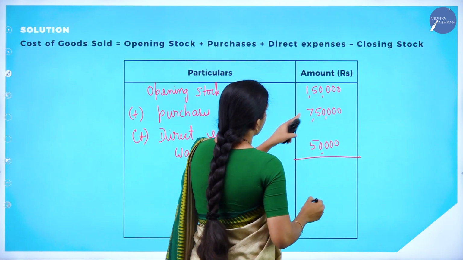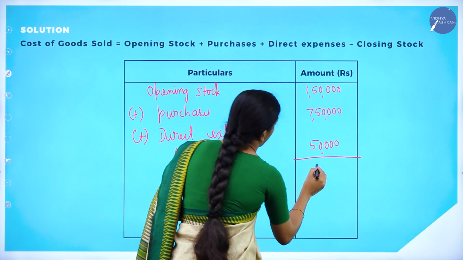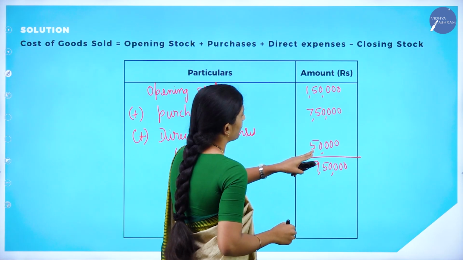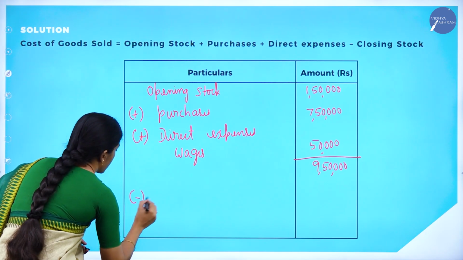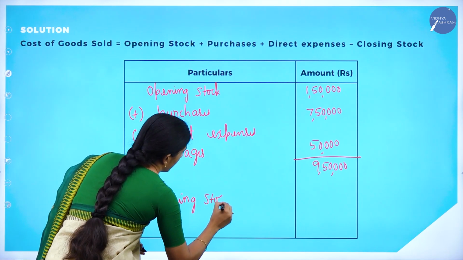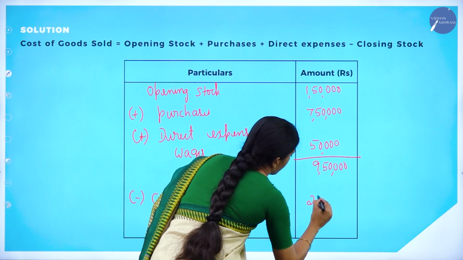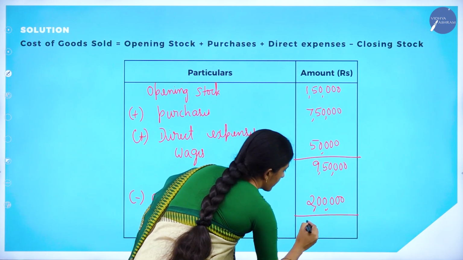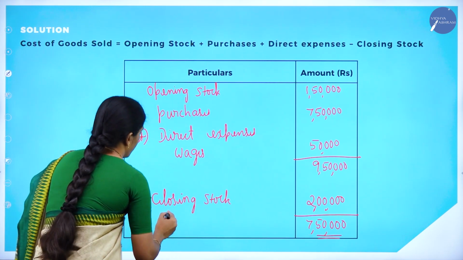So overall it is 7,50,000 plus 1,50,000, that is 8,50,000, 9,50,000. So let's see whether it is correct. 7,50,000 plus 50,000, 8 lakh, 8 lakh plus 1,50,000, 9,50,000, minus closing stock. So closing stock is 2 lakh. So total it is 7,50,000. So this is what? Cost of goods sold.